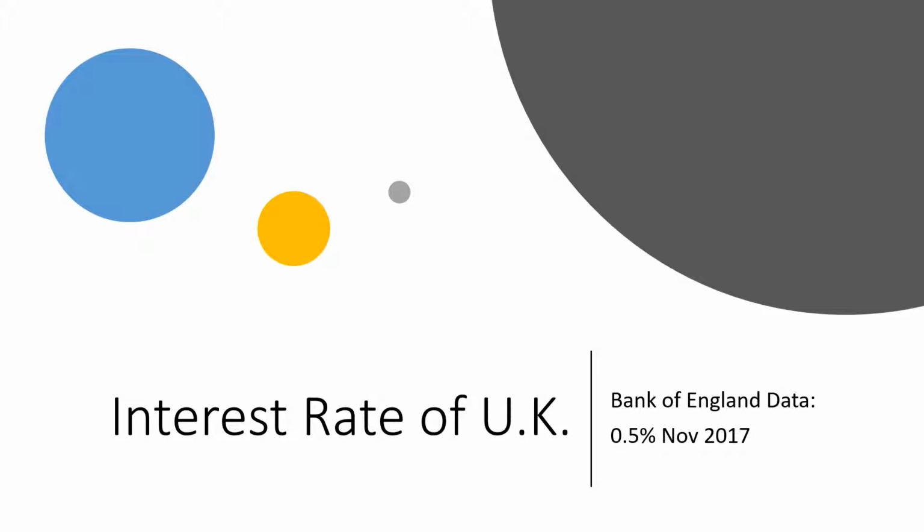The interest rate of the United Kingdom from the Bank of England data is 0.5% in November 2017. The historical data shows that the Bank of England finally raised the interest rate in November, more than a decade after the last upward move. In September 2017, the Bank of England announced that while they were keeping interest rates on hold, stubbornly high inflation and low unemployment increased the likelihood that interest rate would rise in November 2017.